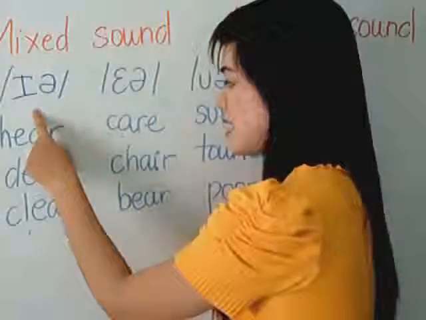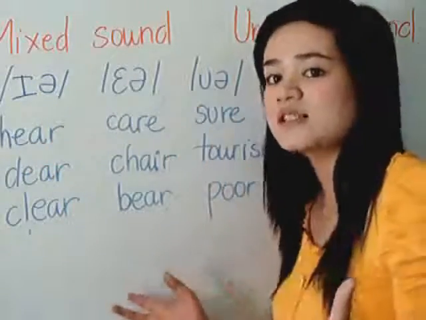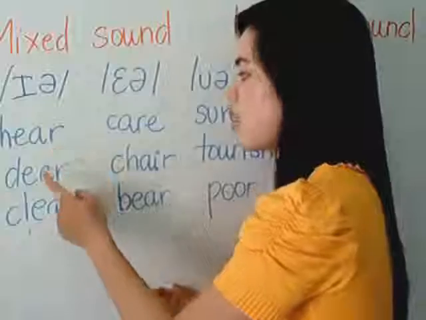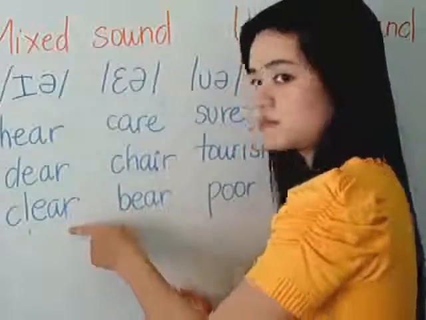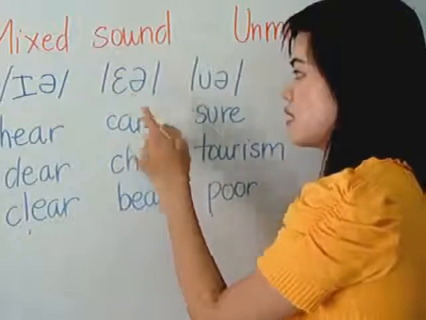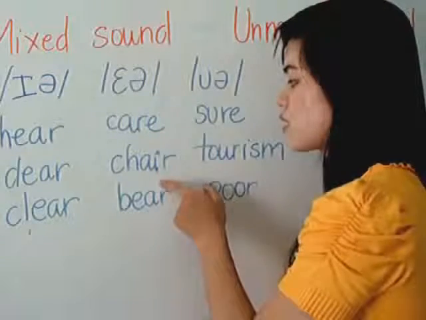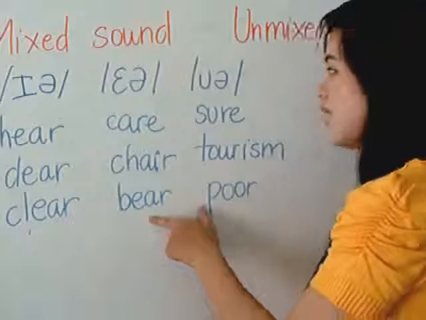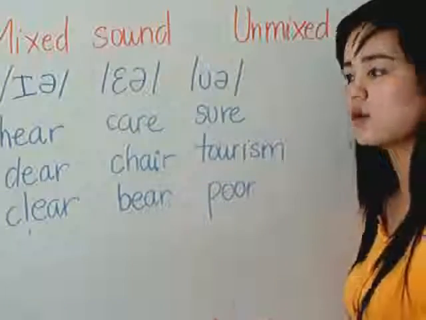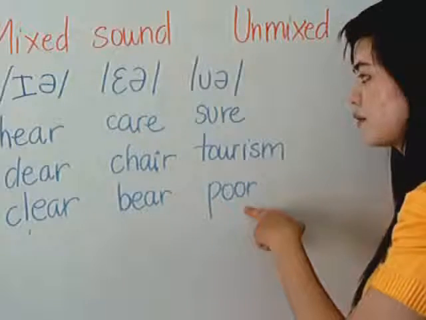You can see that it consists of 2 syllables, and it's very easy for you to blend them together. You can say ear, ear, like here, dear, clear. This one is similar. You say air, air, in the words care, chair, and bear. The last one, you say or, in the words sure, tourism, and poor.